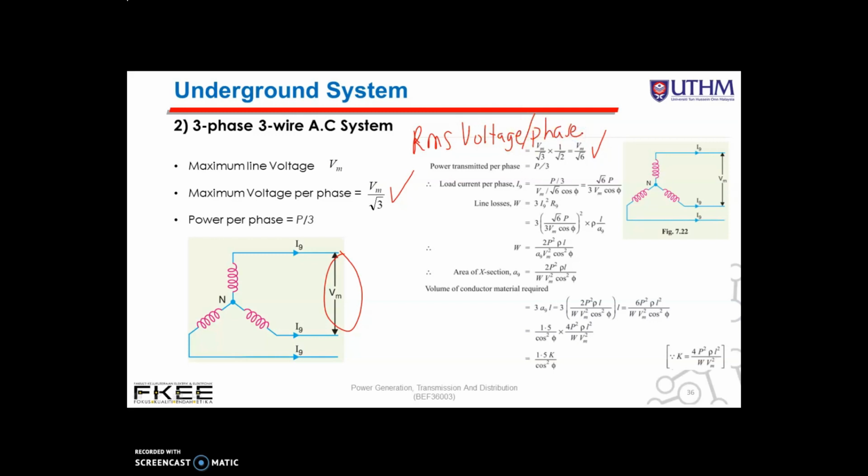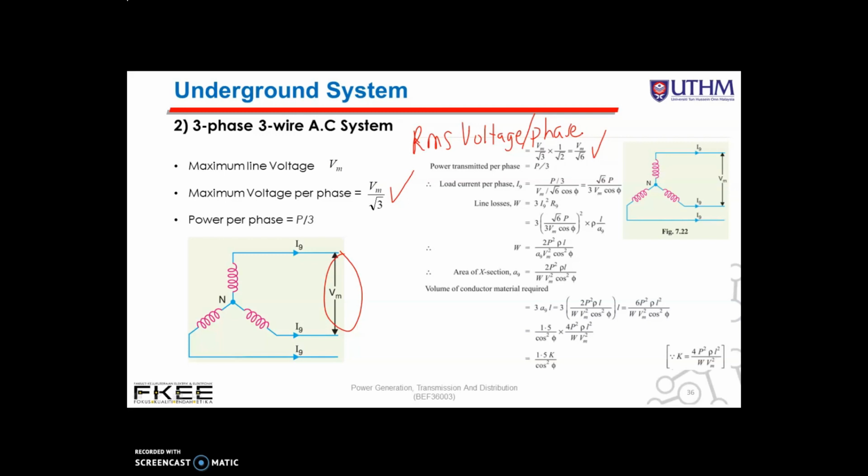Okay, this one. So the RMS value for voltage per phase is Vm over √3. You have to multiply with 1 over √2. Then you get Vm over √6. Then the power transmitted per phase is P over 3.